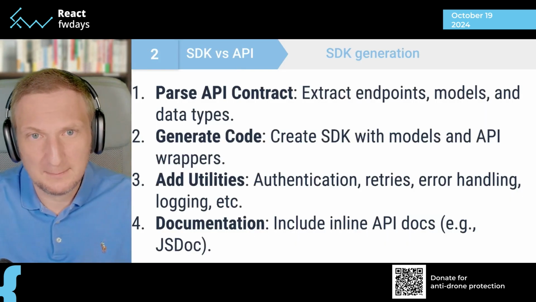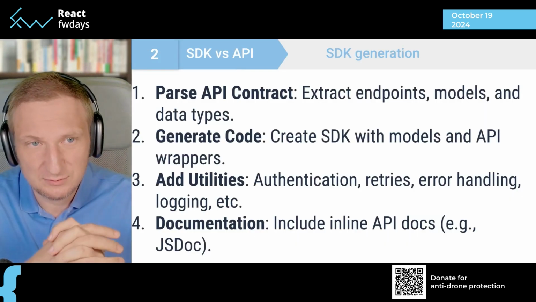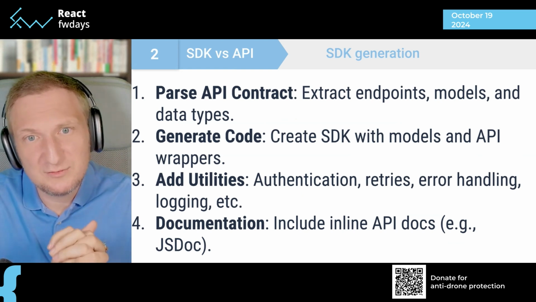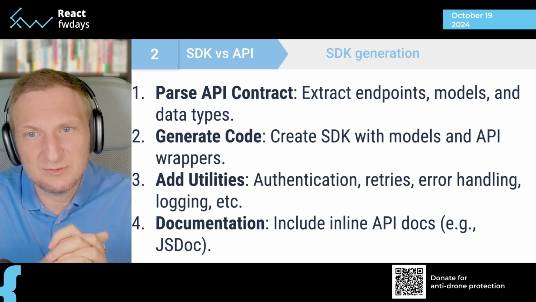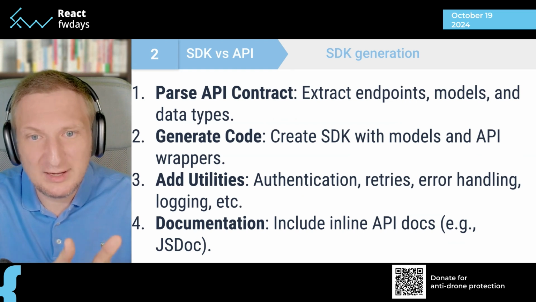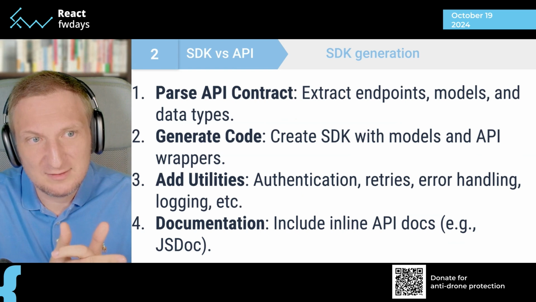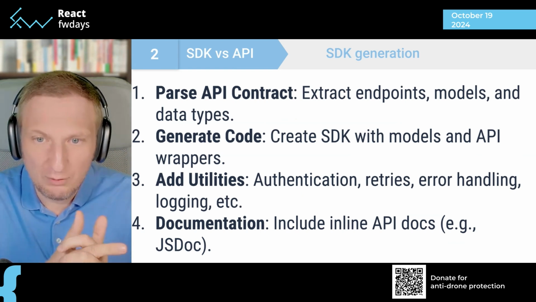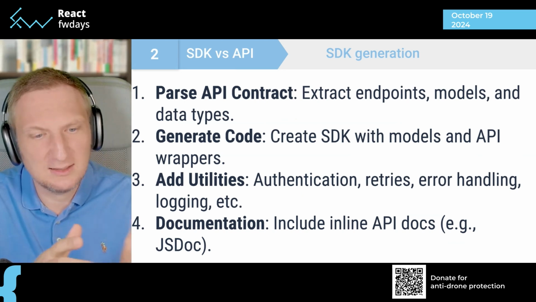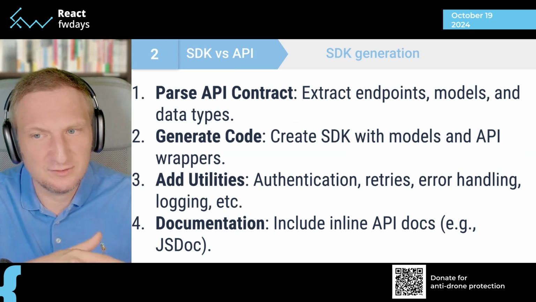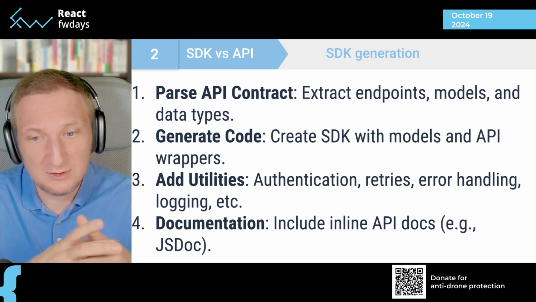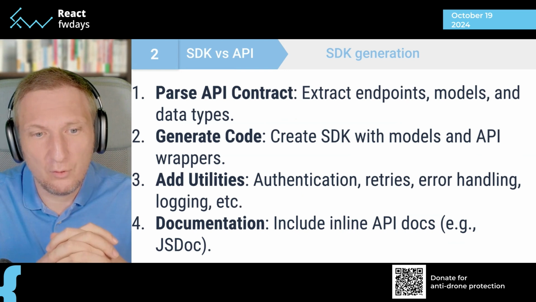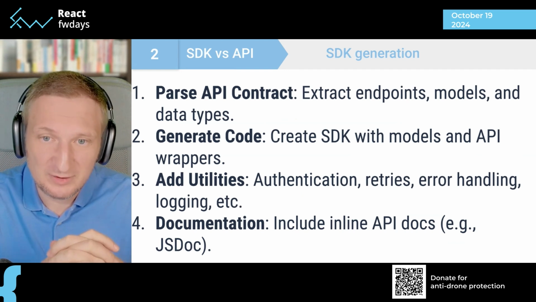What does the process of SDK generation look like? We parse the API contract. At this moment, we extract models, data types, and endpoints. Then we generate the SDK with this data. Based on the needs of your framework and language, we add authentication, retry policies, error handling, logging, and of course we add docs. Inline docs provide the best developer experience.